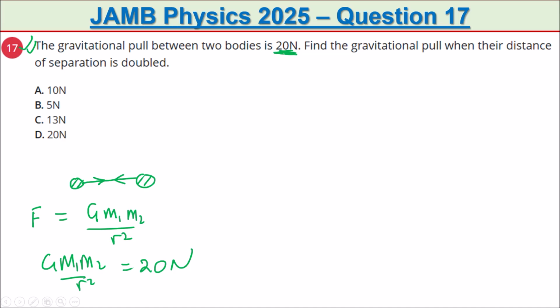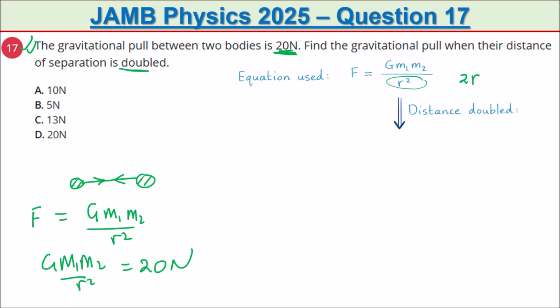Now once this is done, we are going to find the new force after doubling the separation. So we start with the force which is in existence now, which is 20 newtons, is G m1 m2 over r squared. Now we are going to double the distance. Doubling the distance means the distance now is 2r. Therefore, in this part of the equation, we are now going to use (2r) squared, which is the same as 4r squared.